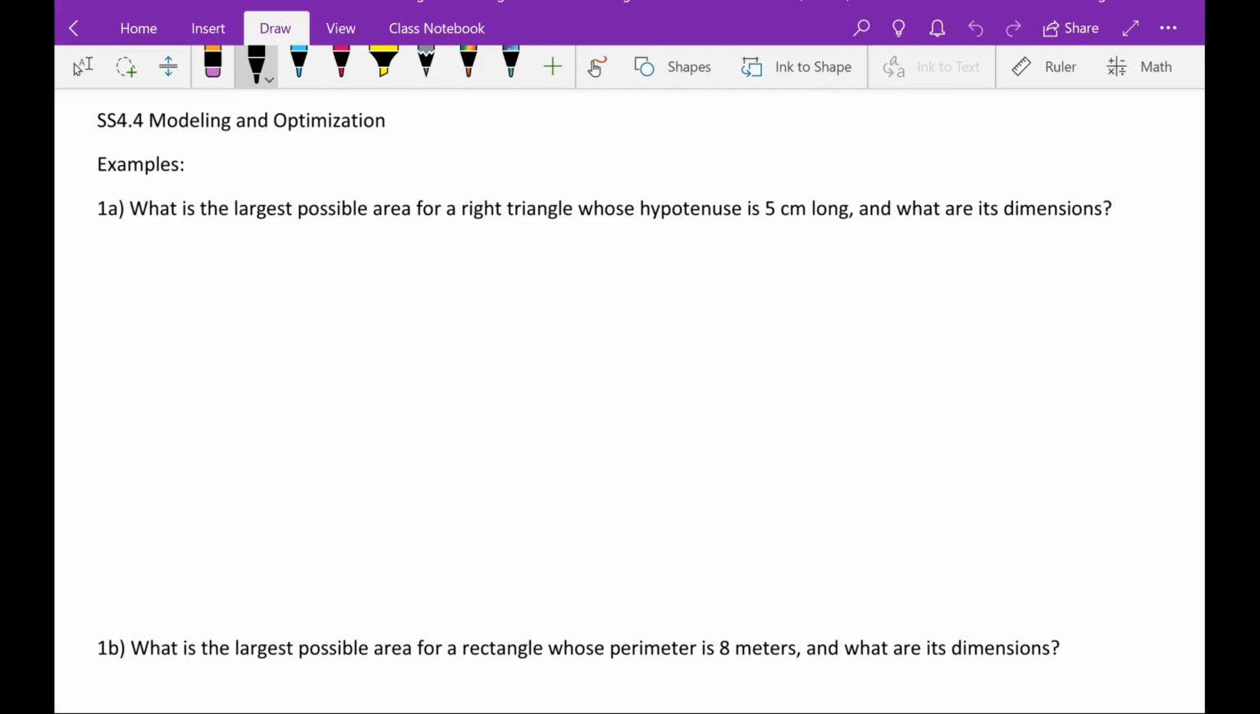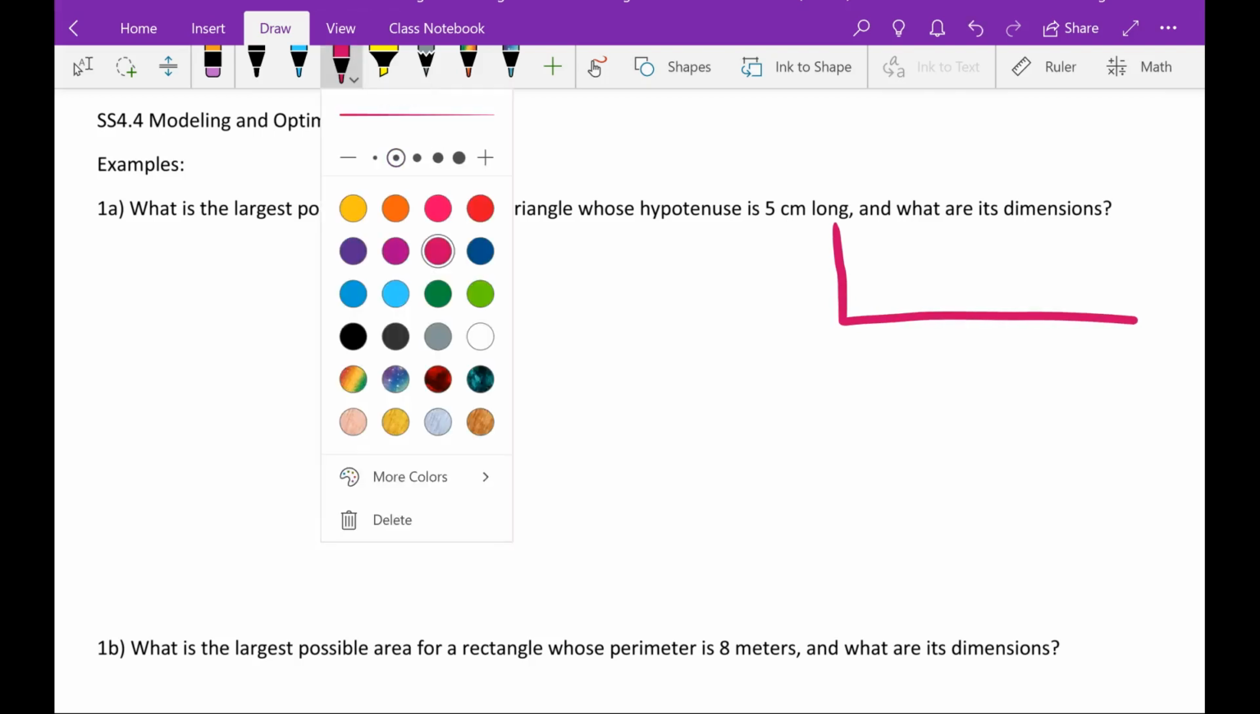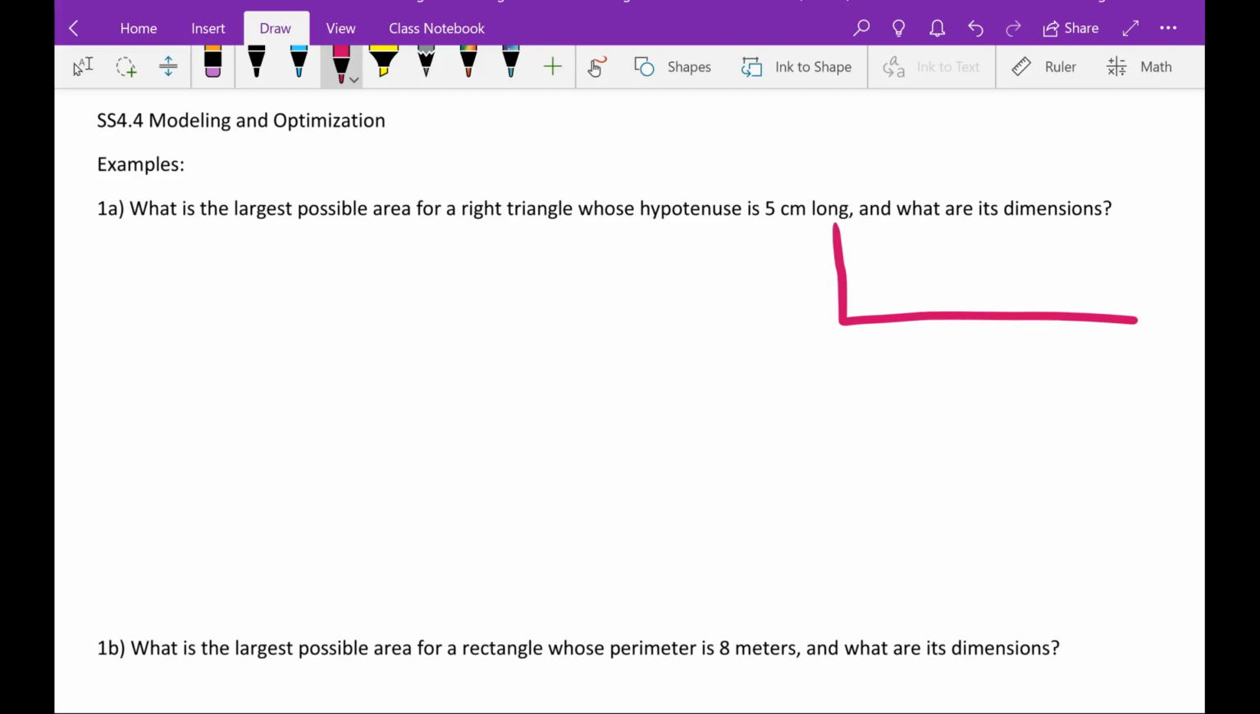So here's example 1. What is the largest possible area for a right triangle whose hypotenuse is 5 centimeters long, and what are its dimensions? So for this one, we are interested in the largest possible area, and then we're interested in dimensions. Dimensions for a right triangle is really talking about length times width, or base and height. So dimensions, and largest area.